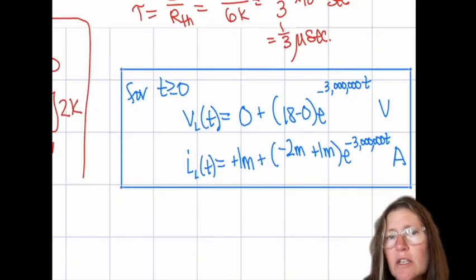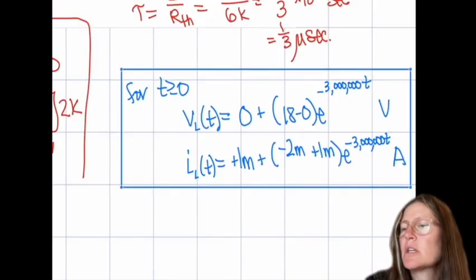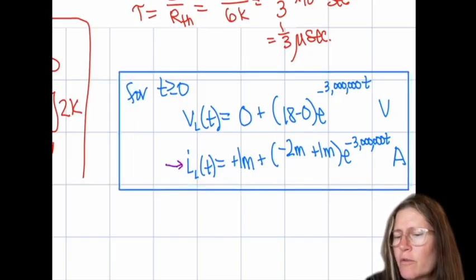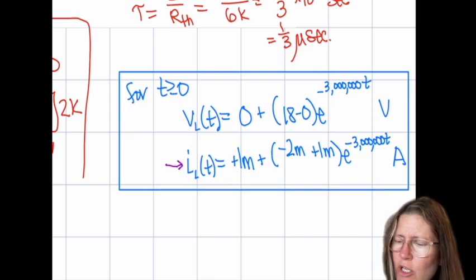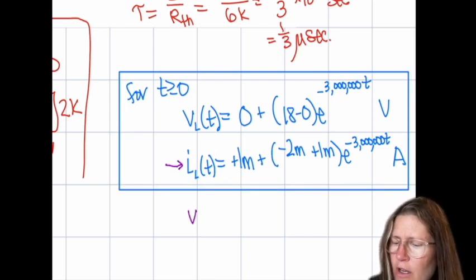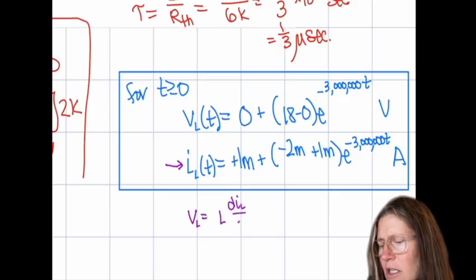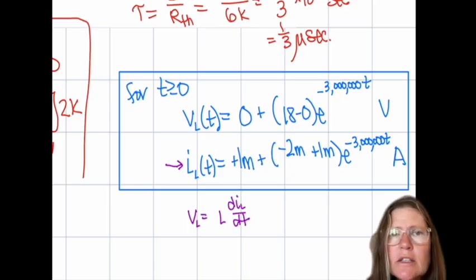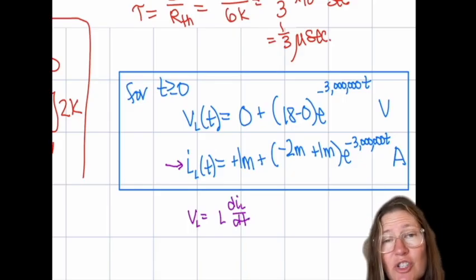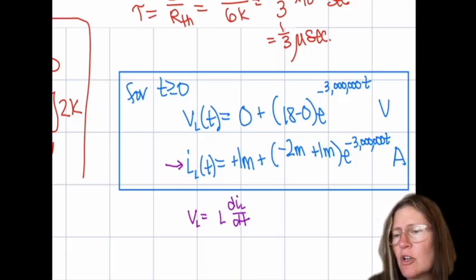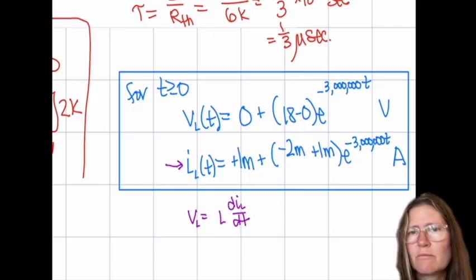Another way to get the voltage VL would be to find IL first. So if we found IL, and then we know that VL is L dIL/dt, and so we can take the differentiation of that, and we would end up with the VL equation also. So either way, you can still figure that out.